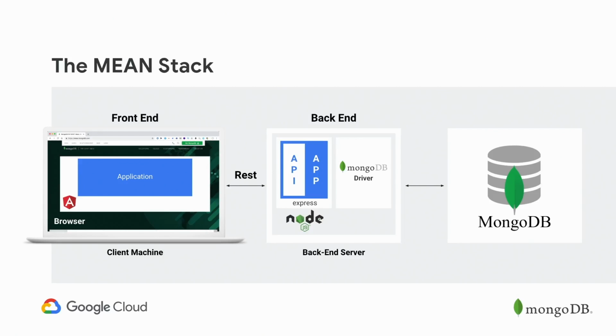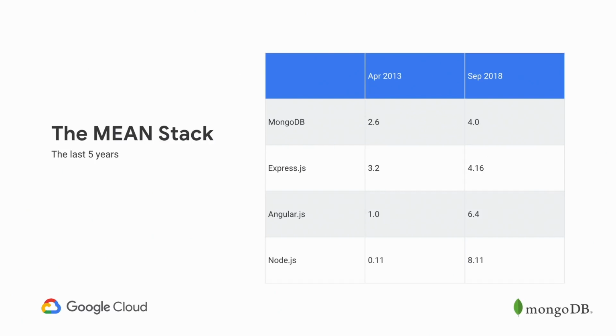So this is how an application in the MEAN stack looks. We have a front end built using Angular, and then backend REST APIs using Node and Express, and the MongoDB Node driver, which talks to the MongoDB database. After that blog post came out, the MEAN stack has evolved. MongoDB went from 2.6 to 4.0. Similarly, Node went from version 0.11 to 8.11 today. A lot of feature updates. It's a great stack to work with, and gives developers a lot of productivity.